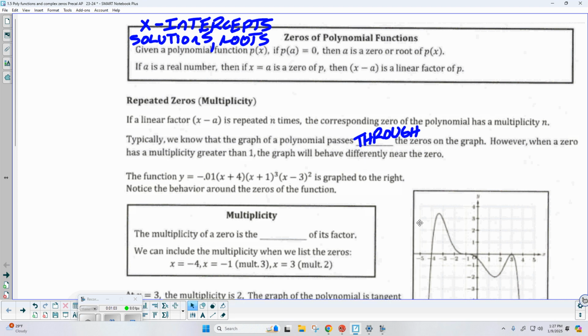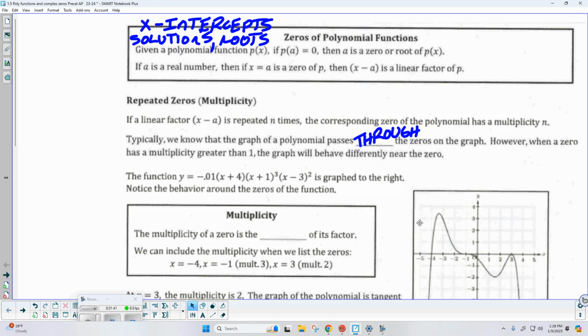All right, so zeros of a polynomial function. Given a polynomial function p of x, if p of a is equal to 0, then a is a 0 or root of p of x. What that means is, graphically, the polynomial is going to cross the x-axis at that location. That's where it touches the x-axis. Now, if a is a real number, then if x equals a is a 0 of function p, then x minus a is a linear factor of p. And in fact, we're going to be using those linear factors to help us find the zeros and ultimately what we're going to refer to as the multiplicity.